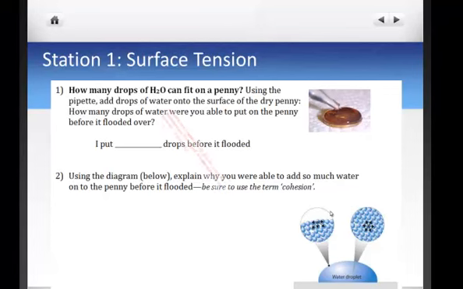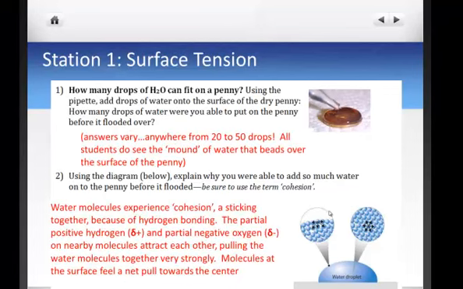Now, it's perfectly fine to use the term surface tension, but you've got to make sure that you explain what it is in terms of the sticking together of the water molecules caused by the partial positive and negative charges. You've got to show that you know what surface tension is. If you just throw the word out, there's no indication that you understand it, so you won't get the credit.